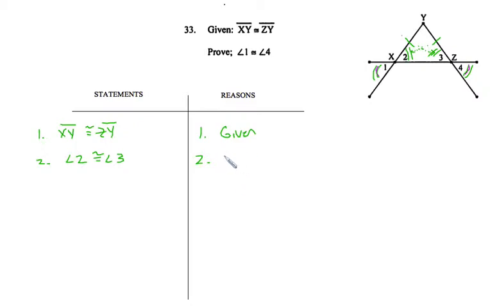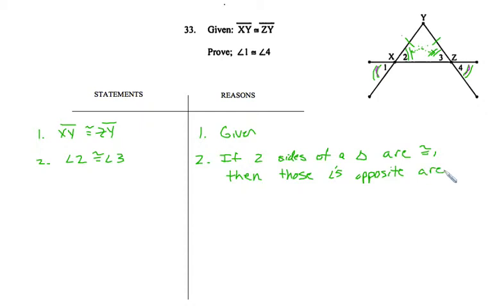The way we've been writing that theorem is: if two sides of a triangle are congruent, then the angles opposite those sides are also congruent. So that gave me 2 and 3.